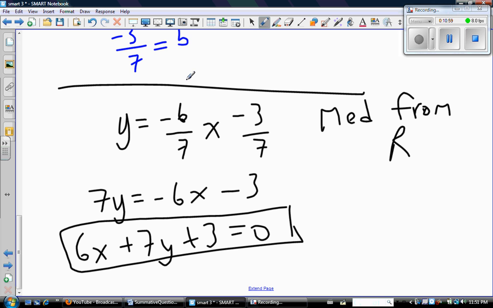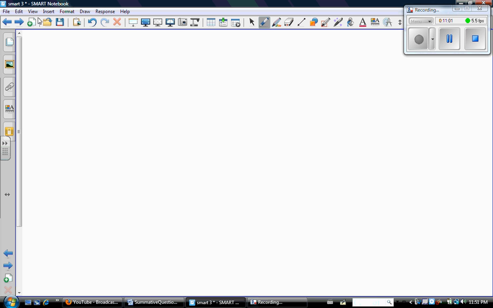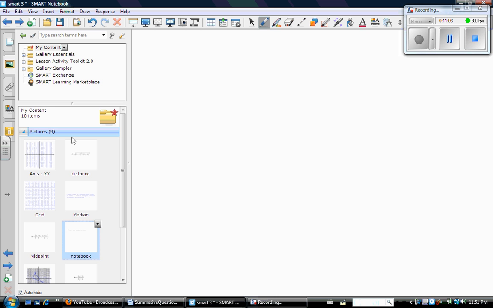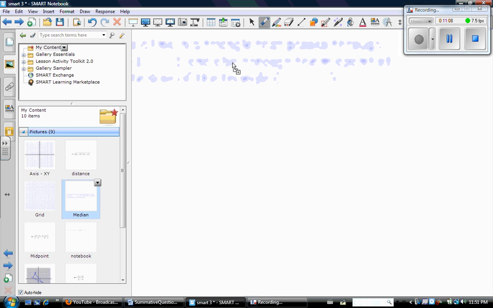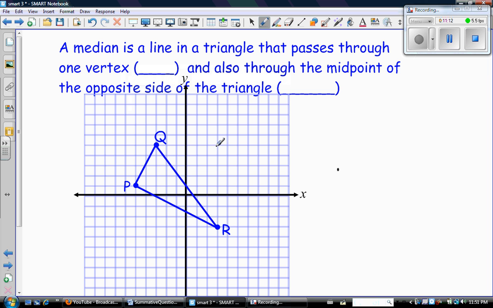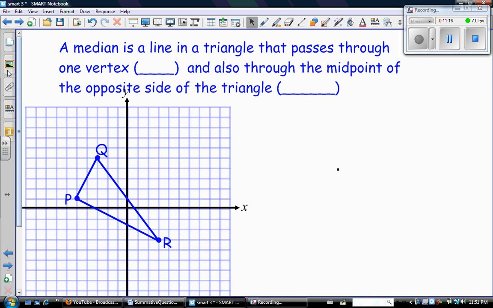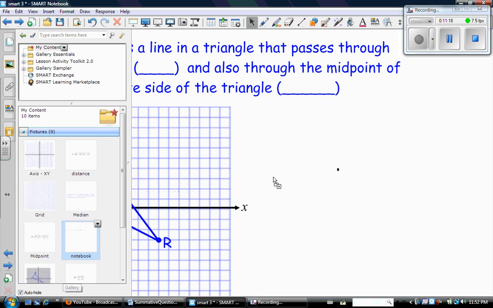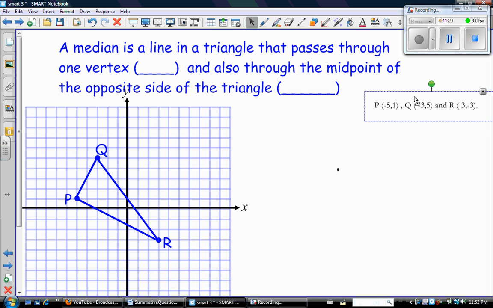So that's the median from R. We're not done. We found the median from Q and the median from R. We have one more median to find. Luckily, I looked ahead of time. This one's not going to take us nearly as long, just because of coincidence and the random numbers in this triangle mean that one of them is a little easier.